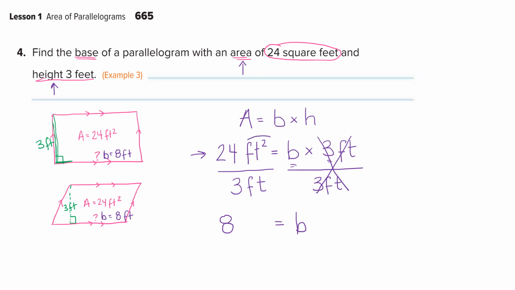Now, I want to take a look just right here. This is actually feet times feet over feet. That cancels each other out and leaves me with 8 feet equals the base. So that's the proof algebraically. So the area is 24 square feet, the height is 3 feet, and our base equals 8 feet.